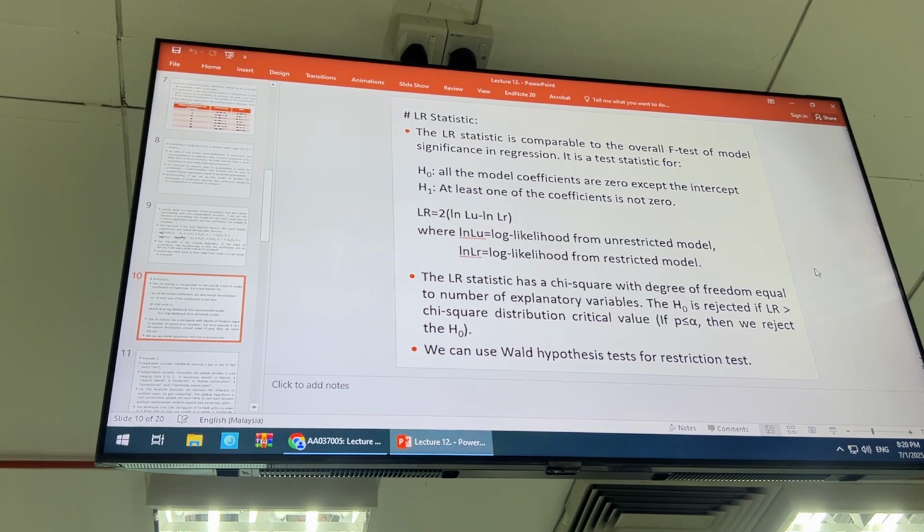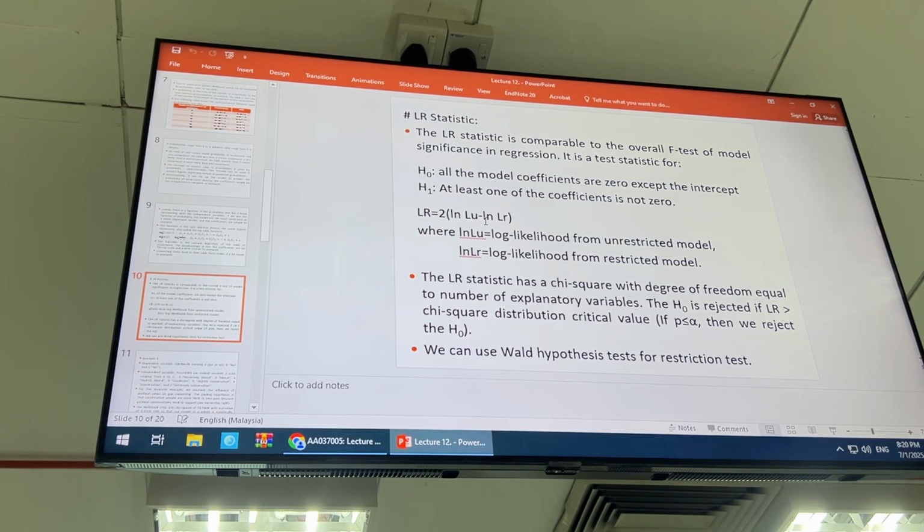Okay, so the AR statistic is comparable to the overall F-test of model significance in regression. It is equivalent to the F-test. Here we are testing whether all the model coefficients are 0 except the intercept, and the alternative is that at least one of the coefficients is not 0.